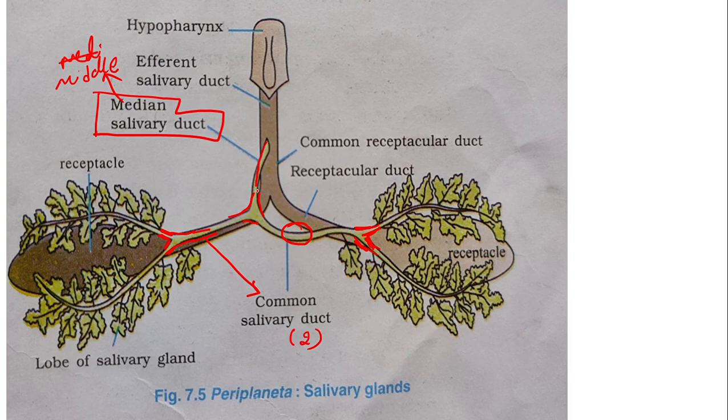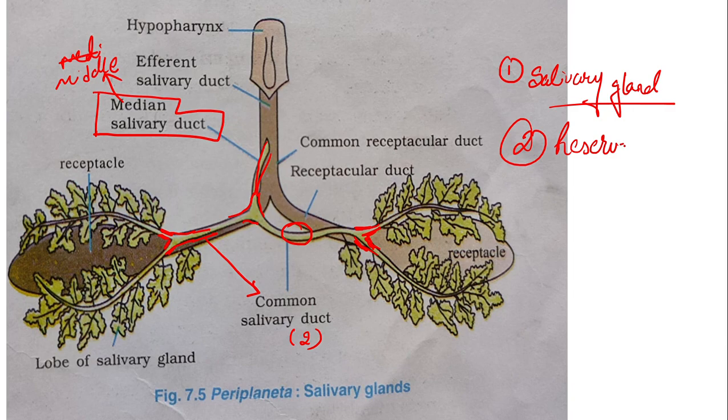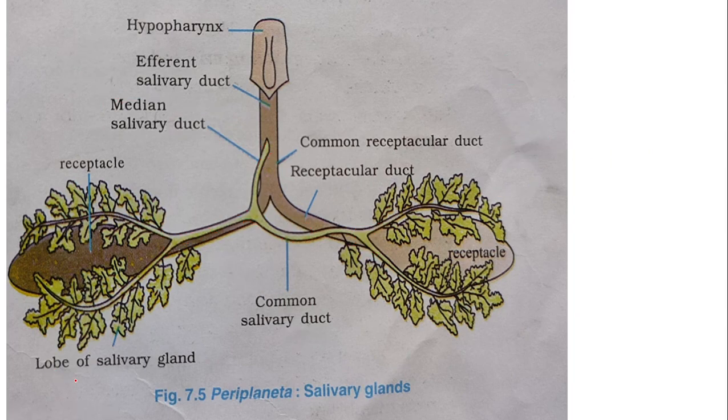Okay. This much is clear to you. Now let's jump to the second part. In the first part we talked about the salivary gland lobes. Now in the second part we will talk about the reservoir. Let me erase this. Okay, now this blue colour one which I am drawing is nothing but your reservoir, which we also call the receptacle. How many reservoirs do you have? You have two reservoirs, one on the right side, the other on the left side. This reservoir we also call the receptacle.